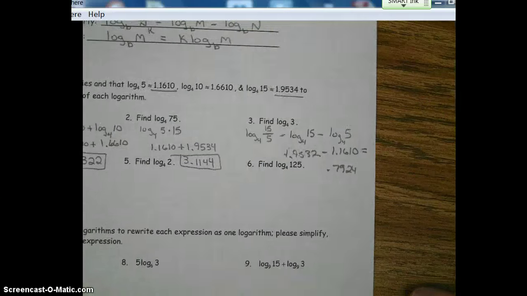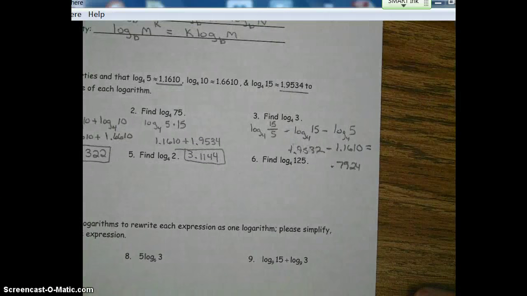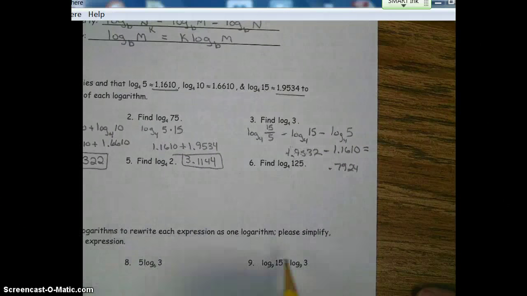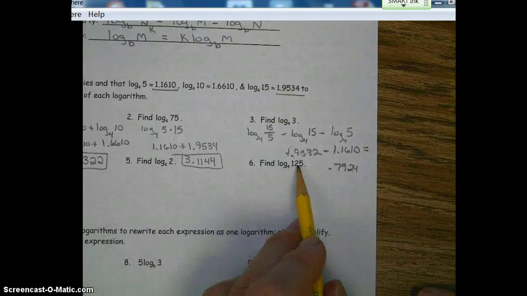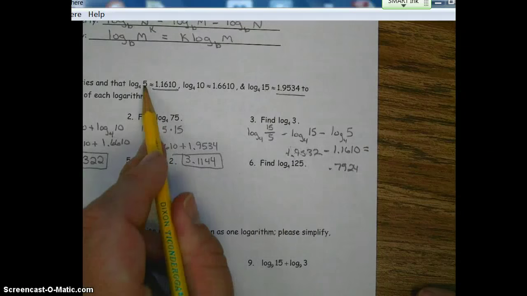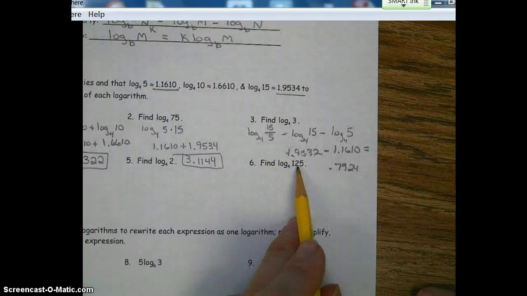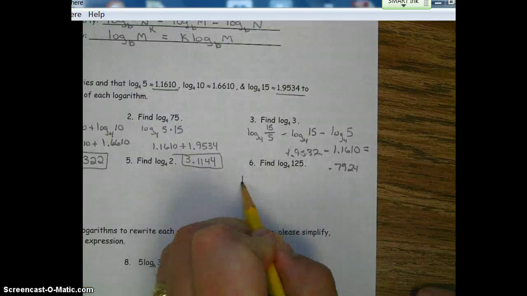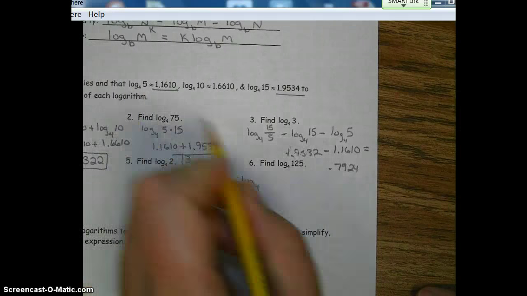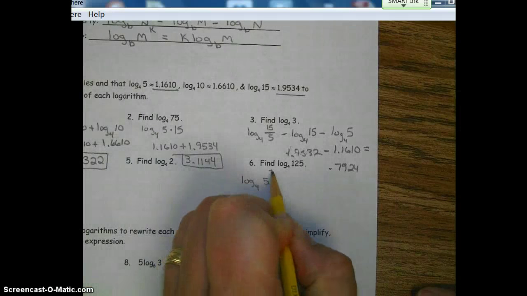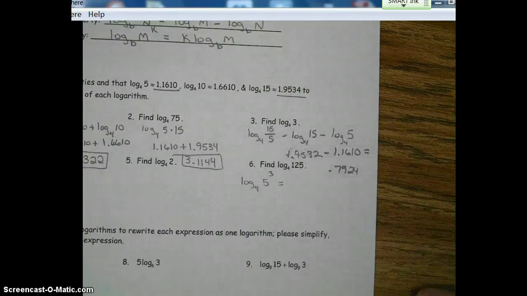Okay, now let's look at the other property here. I believe that we can raise this argument 5 to the third power to get 125. So we'd have log base 4 of 5 raised to the third power. We would all agree that 5 to the third power is 125.